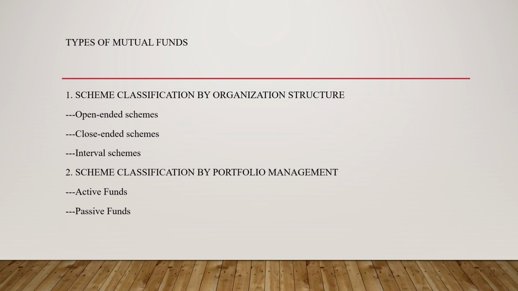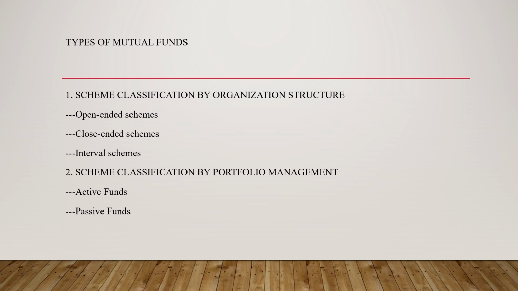Whereas interval schemes allow purchase and redemption during specified transaction periods or intervals. The transaction period has to be for a minimum of 2 days, and there should be at least a 15-day gap between two transaction periods. The units of interval schemes are also mandatorily listed on the stock exchange.